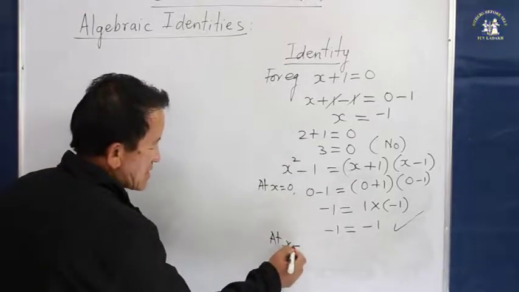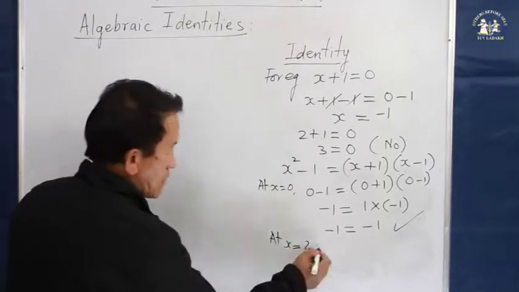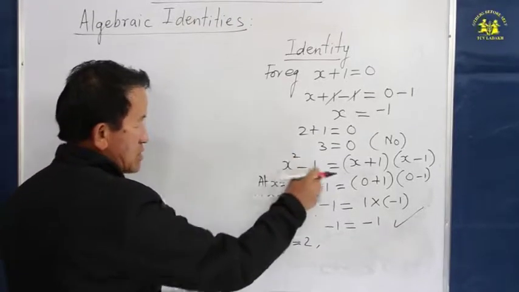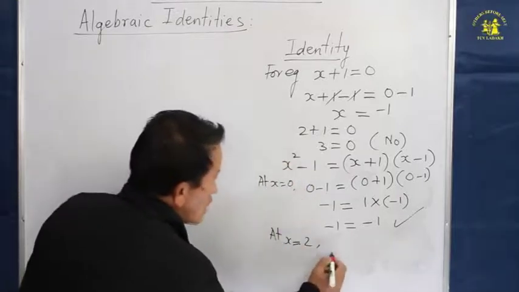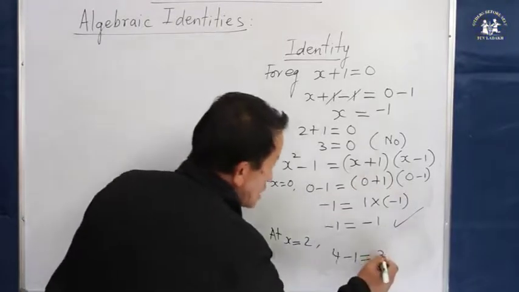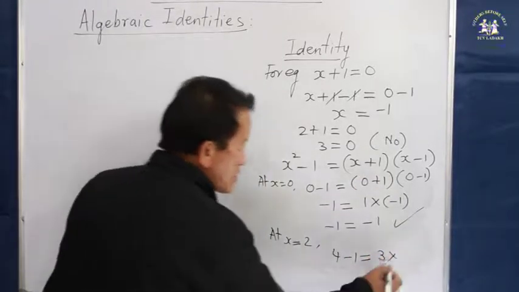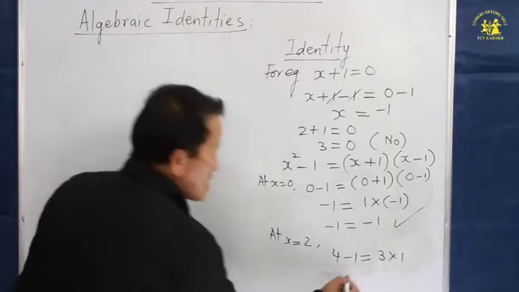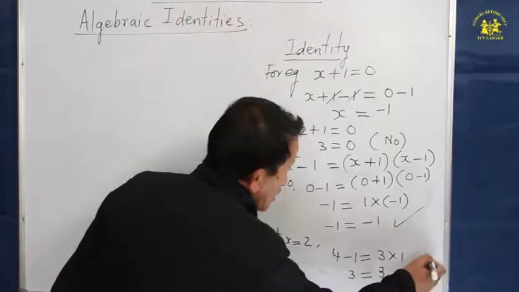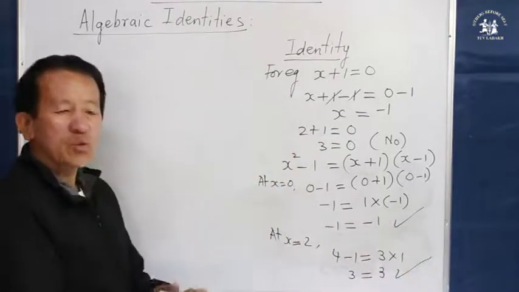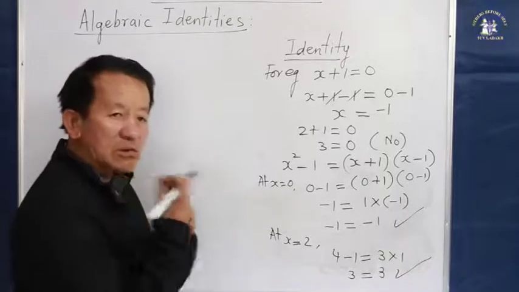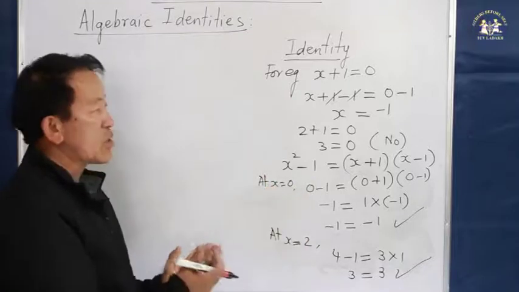Suppose x is equal to 2. Then the left hand side, x squared: 2 twos are 4, minus 1 is 3. On the right, 2 plus 1 is 3, into 2 minus 1 is 1, so 3 ones are 3. So any equation where the left hand side is always equal to the right hand side, that type of equation is called an identity.